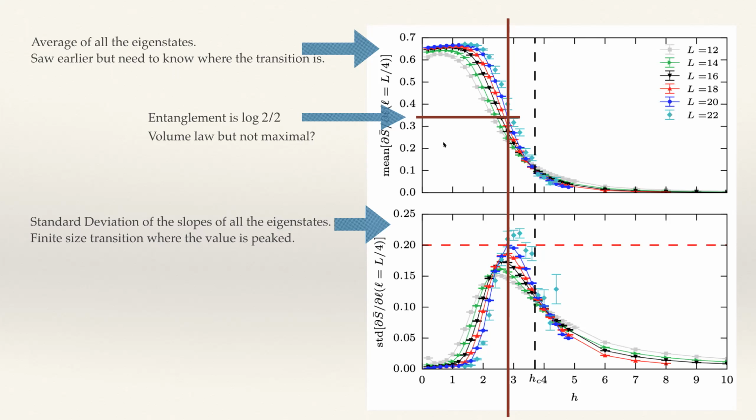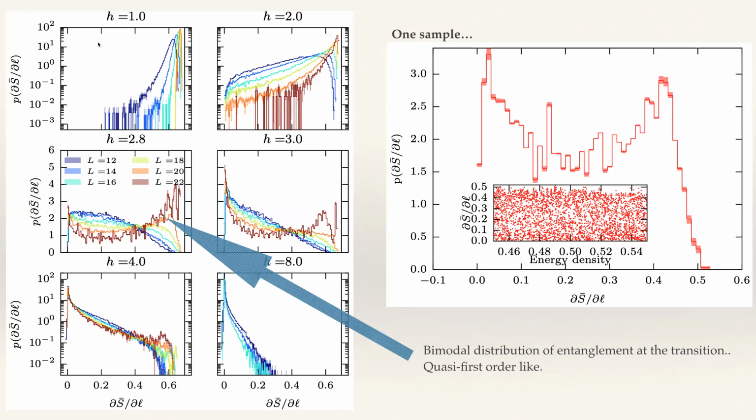So what's going on? Well, instead of just looking at moments of the distribution, we should go back and look at the distribution. And what we see is the following. This is the distribution at different values of W. Here I have them labeled as H. In the ergodic phase, the slope is all at log 2. In the MBL phase, the slope is all at 0. But at the transition region, you see something that's actually bimodal. So if you sit right at the transition, essentially exactly half of your eigenstates have slope 0, and exactly half have slope log 2. This is actually where the log 2 over 2 is coming from.